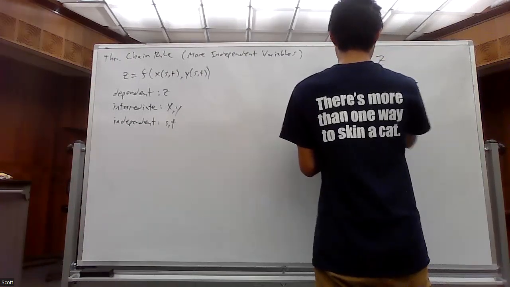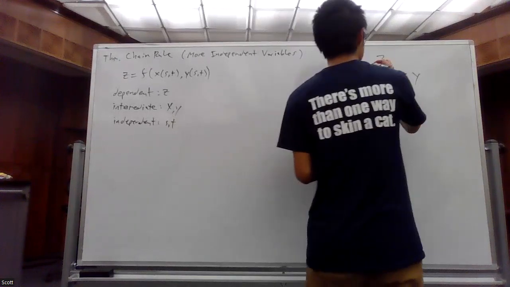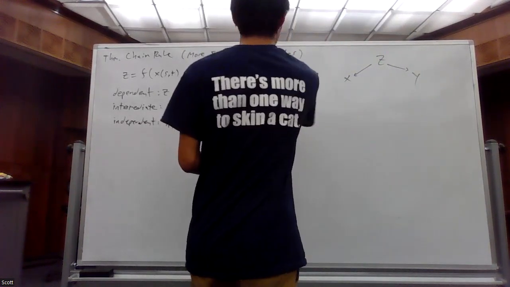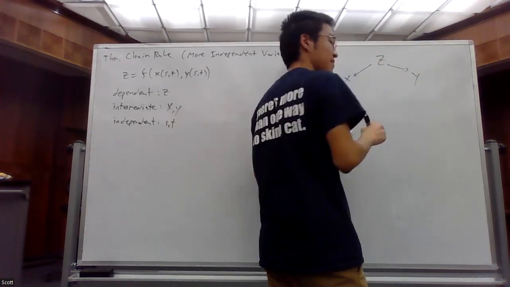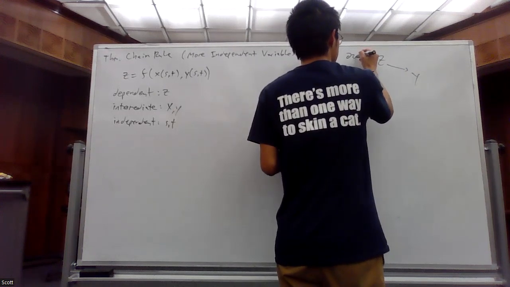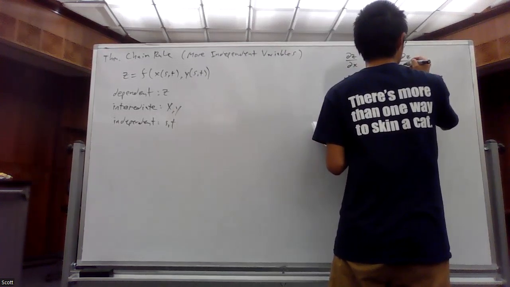Yes. So x and y. So z is responsible for x and y in this scenario. And so how many variables is it? Is it taking care of more than one? Yes. So we use partials. So it would be ∂z/∂x and ∂z/∂y.